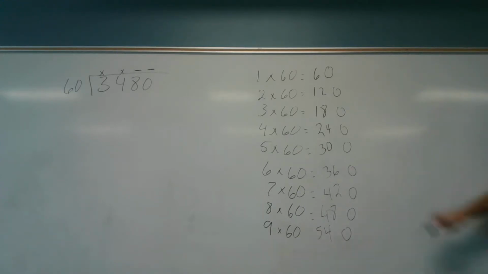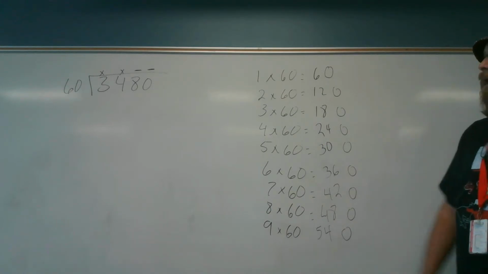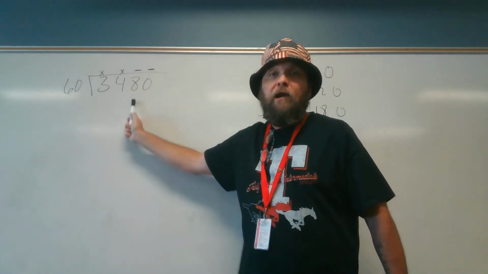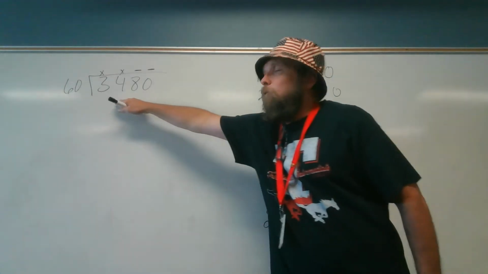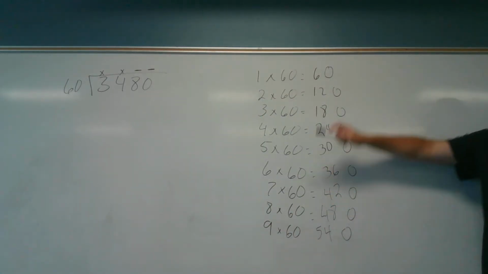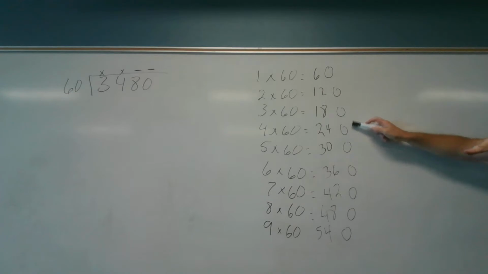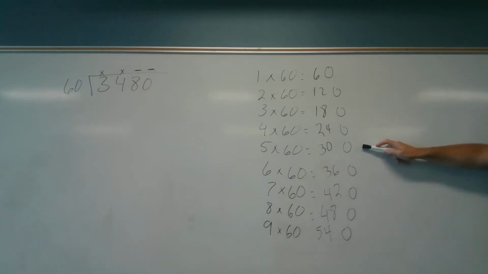So now, Lakin, I'm going to go over here and look at my multiples of 60. I need to get as close to 348, because I'm going into 348 right now. I'm not going into 3, I'm not going into 34, I'm not going into 3,480, I'm going into 348. So you tell me when I get as close, or tell me when I get too big. Okay? 60, 120, 180, 240, 300, 360, too big. So 360 is too big. So it's going to have to be 300.